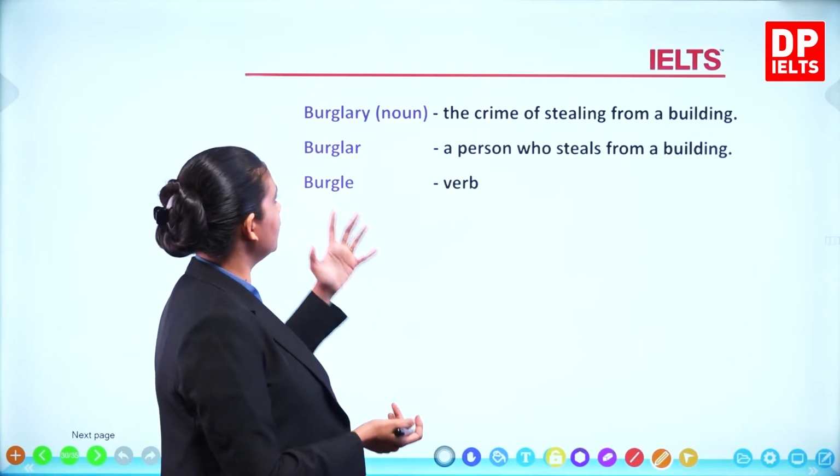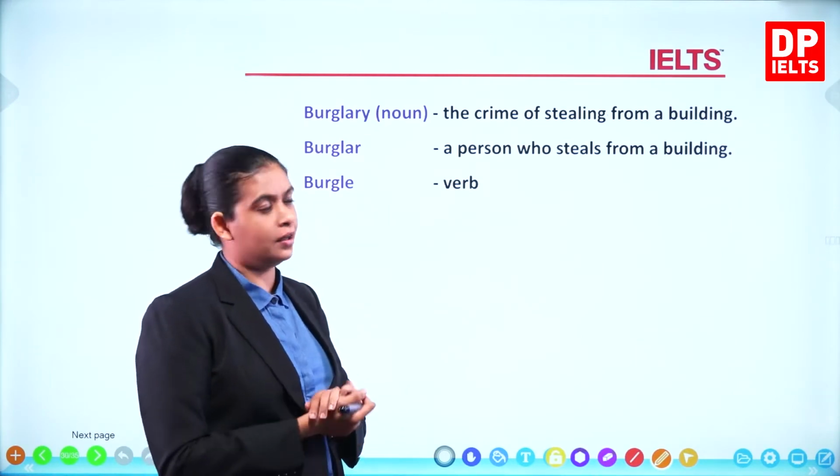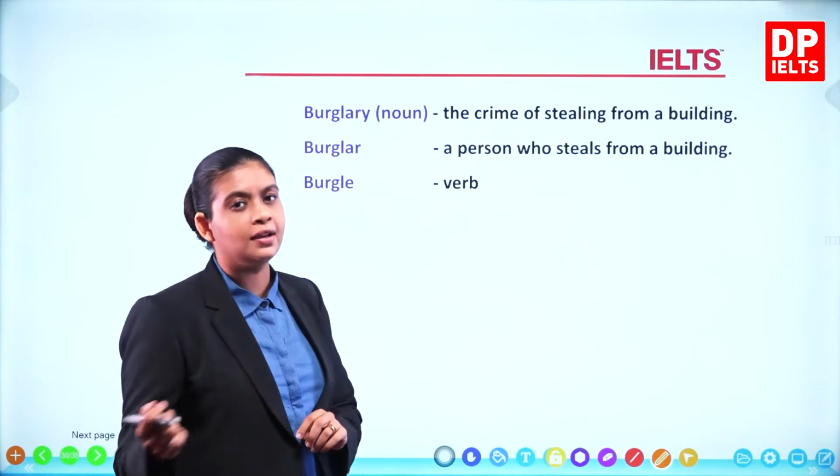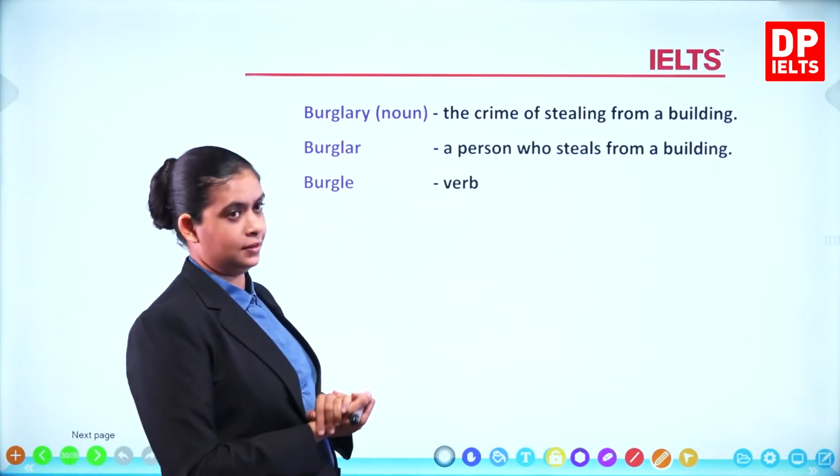So let us have a look at the pronunciation. Burglary, burglar, burgle.